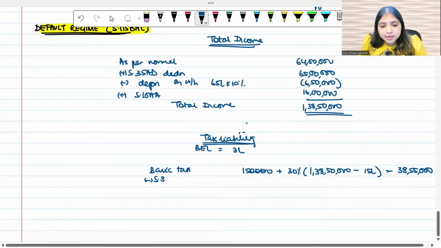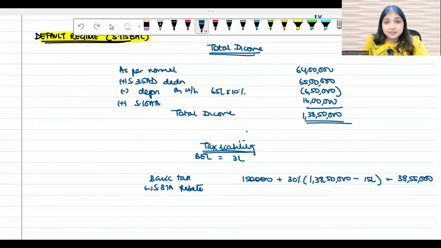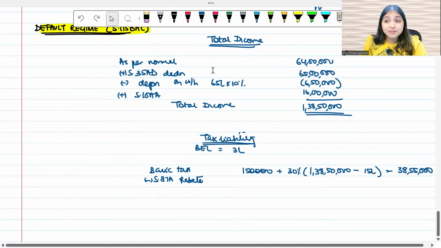Then will I enjoy any 87A rebate? No, we will not enjoy, because the assessee's income is far away from what? Tell me, under 115 BAC for 87A rebate, what is the limit? Is it 5 lakhs limit? It is not 5 lakhs limit. In 115 BAC, it is 7 lakhs. And it is far away from 7 lakhs, so no 87A rebate.